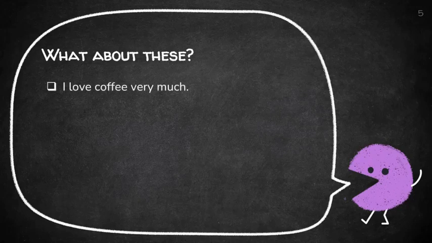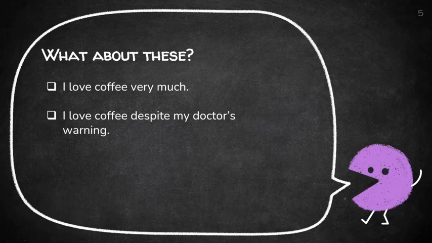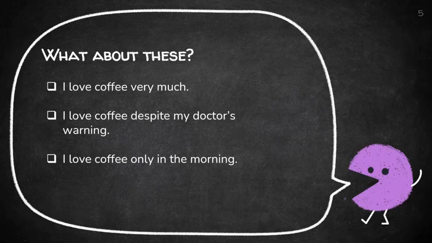I love coffee very much. I love coffee despite my doctor's warning. I love coffee in the morning. Now, these three are also considered both a clause and a sentence. Even though we have additional information in the form of a noun clause like my doctor's warning or adverbs like very much and in the morning, they still consist of one subject and one verb each.